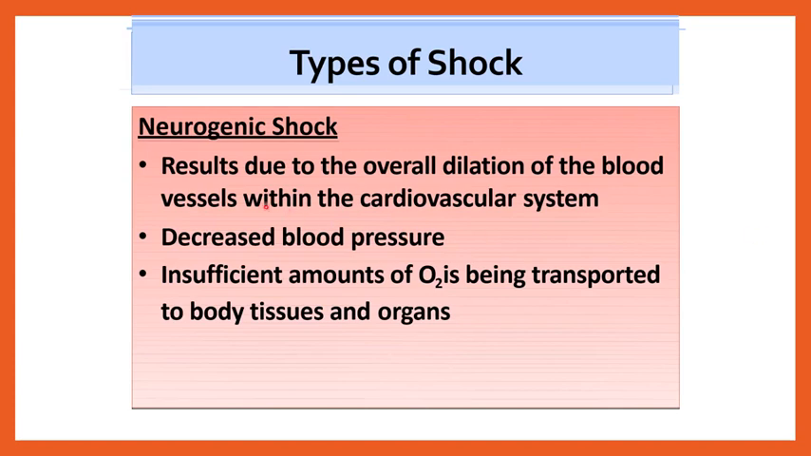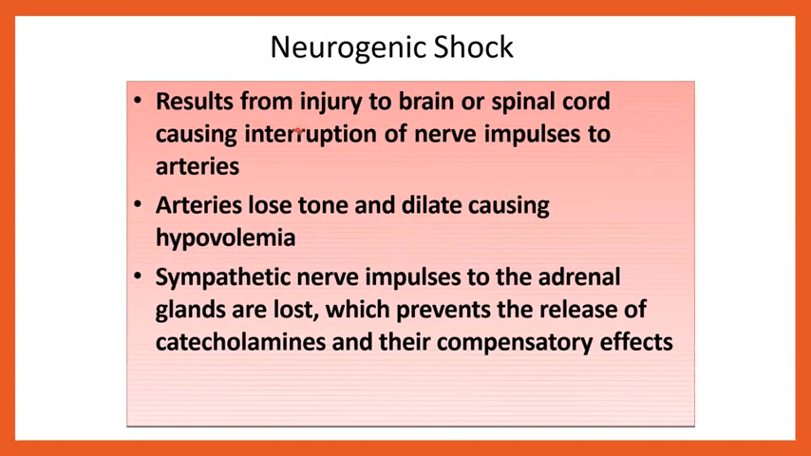Neurogenic shock results from overall dilatation of blood vessels within the cardiovascular system. There will be decreased blood pressure, and insufficient amounts of oxygen will be transported to body tissues and organs. The reason for neurogenic shock is injury to the brain or spinal cord, which causes interruption of nerve supply to the arteries. So the arteries will lose their basic tone, and thereby the arteries will dilate, causing hypovolemia. This is the major reason for neurogenic shock.